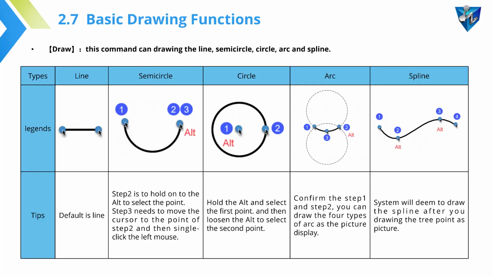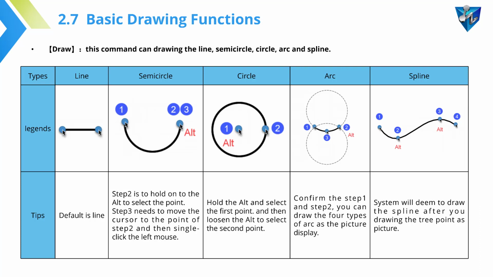Let's move to another function. This is the Draw tool. This command can draw the line, semicircle, circle, arc, and spline. You can draw these by the Draw tool. As you can see here, if you want to create a line, you just use the default setting.